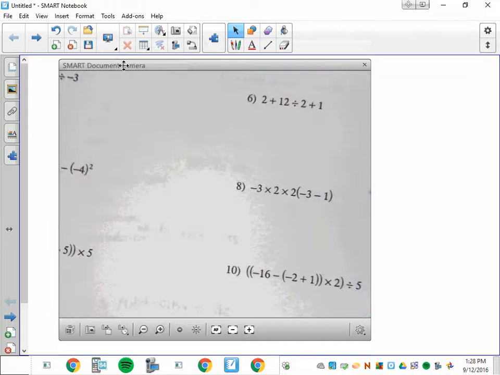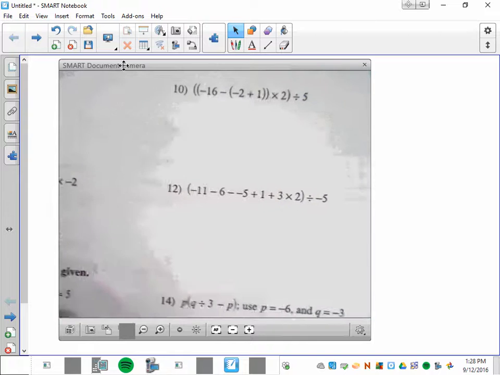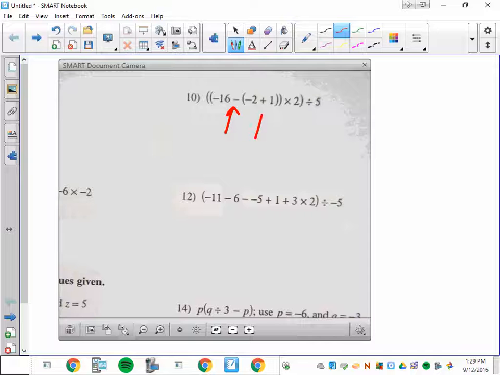When they get complicated like this, I recommend that you write out the order of operations. How many operations do you see? There are only 4. So you need to differentiate between subtraction and negative. Negative is not an operation, it's part of the number. So there are only 4 operations. There is a subtraction, an addition, a multiplication, and a division.